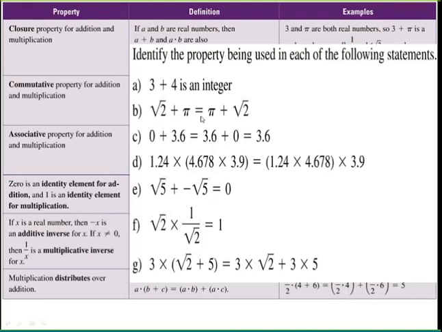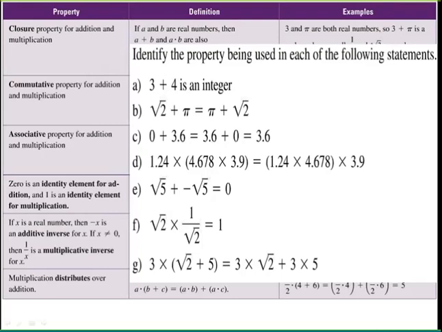B is saying I rearrange these. So I have square root of 2 plus pi and pi plus square root of 2. So this is commuting. They're moving around. They're commuting. C is I'm adding nothing. I'm changing nothing. It is the identity property for addition.